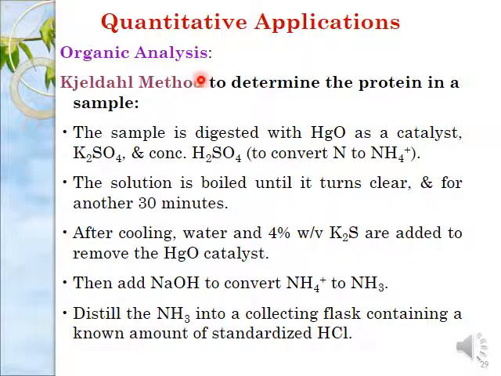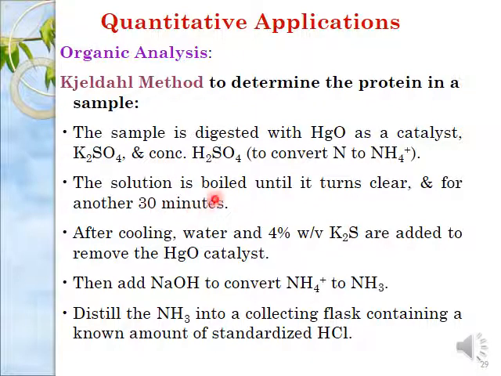In this method, the sample is first digested with mercury oxide as a catalyst, potassium sulfate, and also concentrated sulfuric acid. This is to convert the nitrogen content in the sample into ammonium ion. Next, the mixture is boiled until it turns clear. Once it turns clear, we wait for another 30 minutes of boiling.